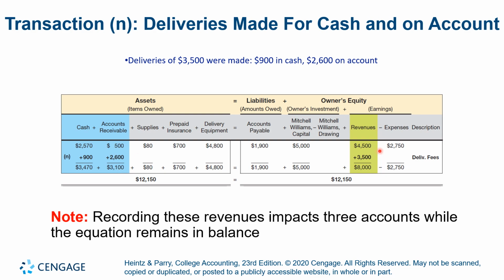On the other side of the equation, we recognize the entire amount of the revenue as it is earned. So here it was $3,500. So I'm going to put all of that as an increase in revenue. And so now I have $8,000 of revenue.